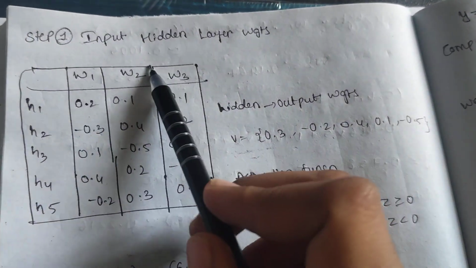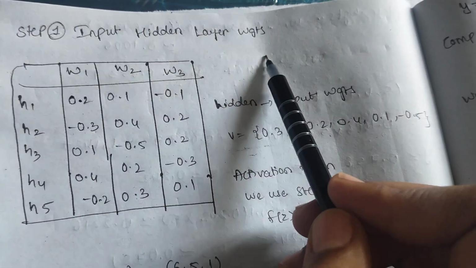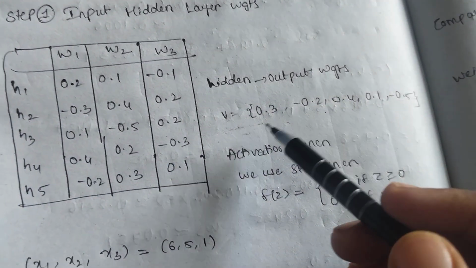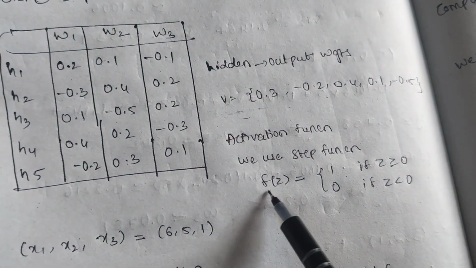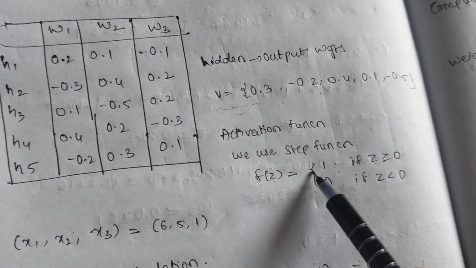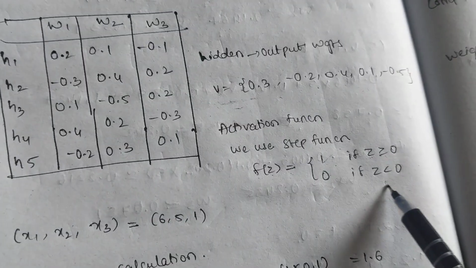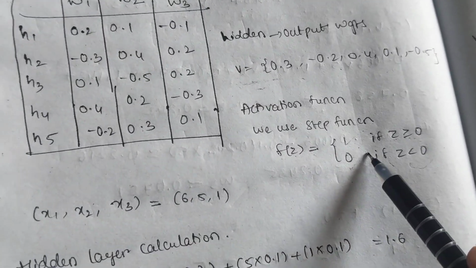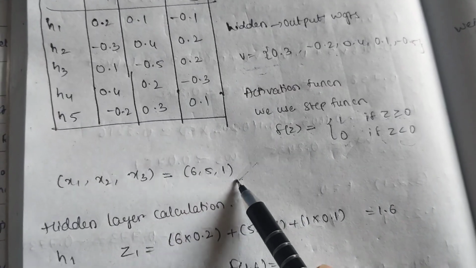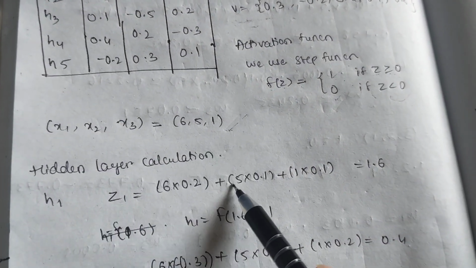So the first step will be the input to hidden layer weights, these are the weights, and the activation function will be f of z equals 1 if z is greater than or equal to 0, we'll consider the step function as 1. If z is less than 0, we'll be considering 0. We'll be going with the first row. Our first row is 6, 5, 1. So first we'll be finding this.